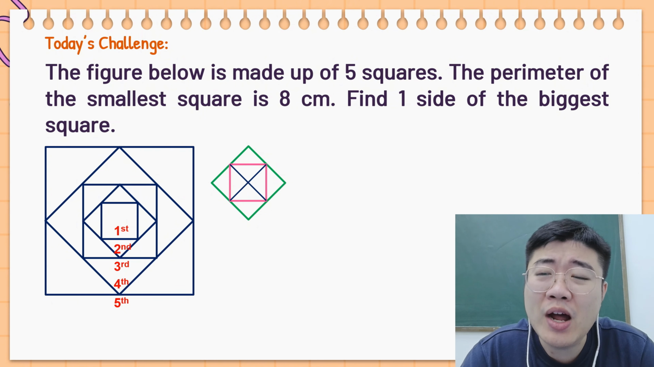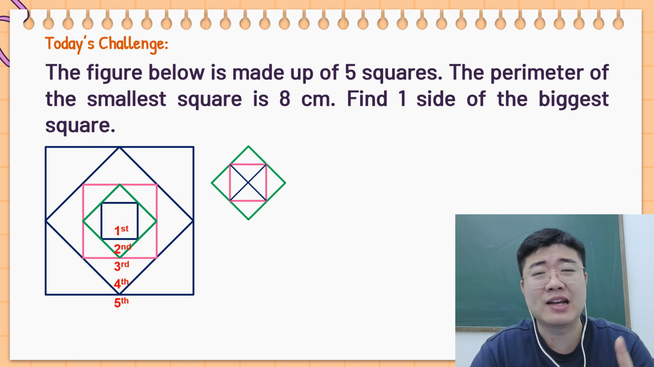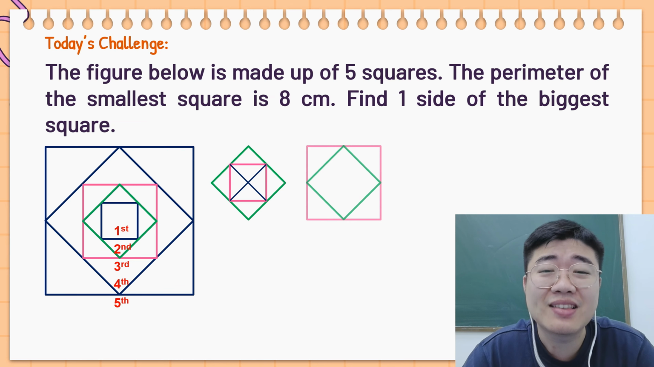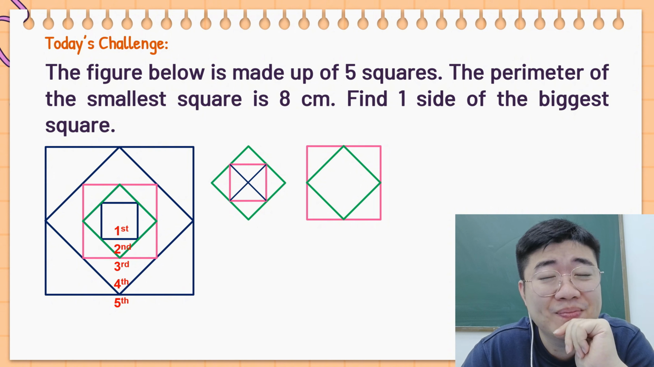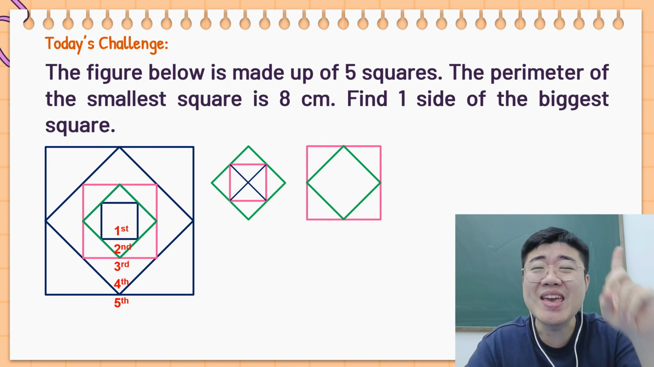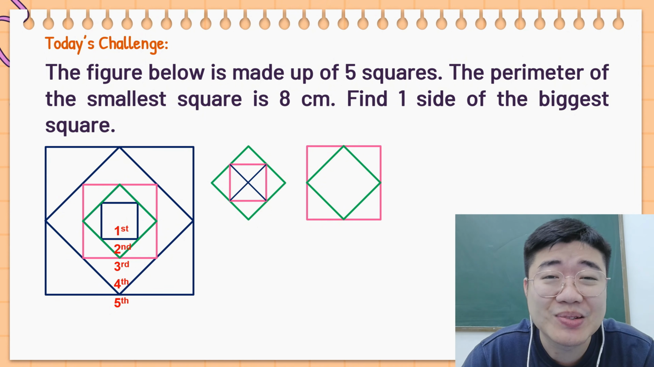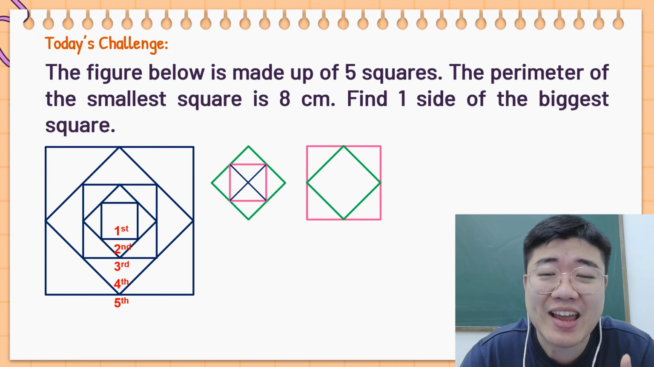So now, from the second to the third, let's compare between these two. So again, let's extract the squares. Now, how do we compare between them? Oh, perfect! We can do the same method again. We can do the cutting method. So let's connect the diagonal.